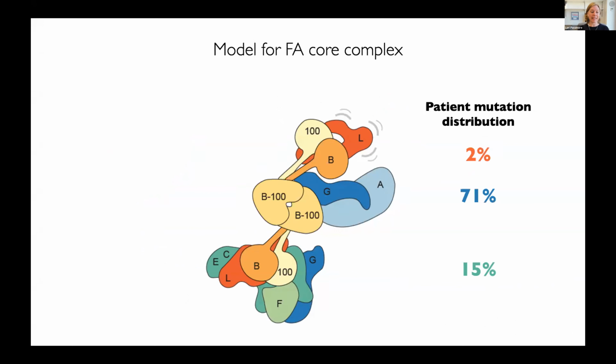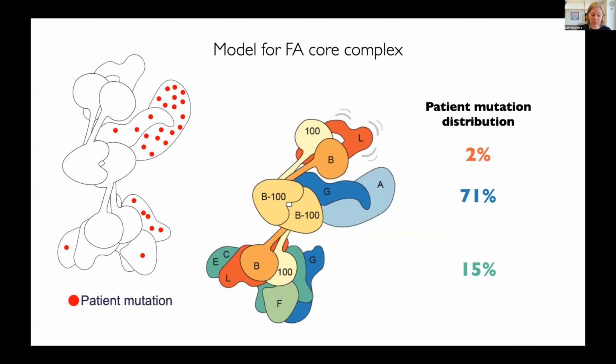So what does this tell us about disease? Well, most of the FA patient mutations are found in FANC-A, which is shown here in blue. However, FANC-A we think is flexible and it's not well ordered in our map. Now, some patient mutations are in the substrate recognition module in green, but the mutations are really rarely found in FANC-B or FAP100 or any of the catalytic core. So when I map the patient mutations on the structure shown here on the left, you can see that most of the mutations are really in the structural periphery of the complex.